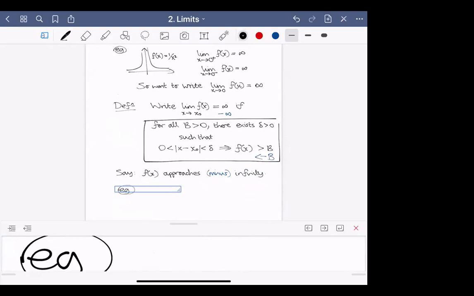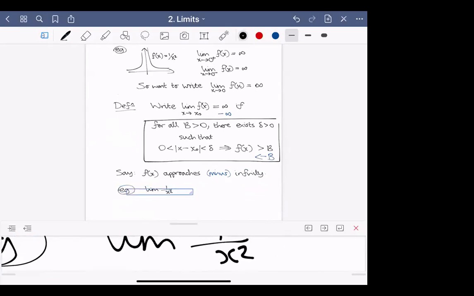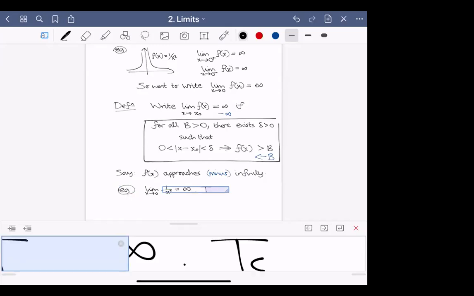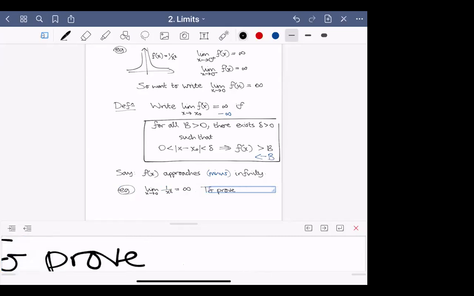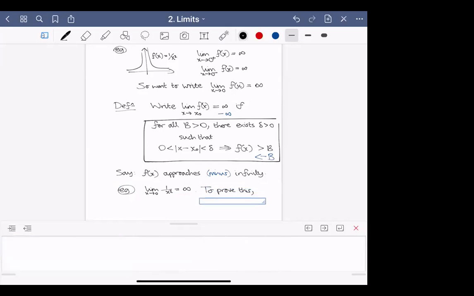And we have this example: the limit of 1 over x squared as x goes to 0 is infinity. Not 8, but infinity. And if you want to prove this in the above definition, we need to find for each b greater than 0 a delta such that that's true. And we use delta is 1 over square root of b. That's the trick. So you use that delta, or any smaller delta also works.